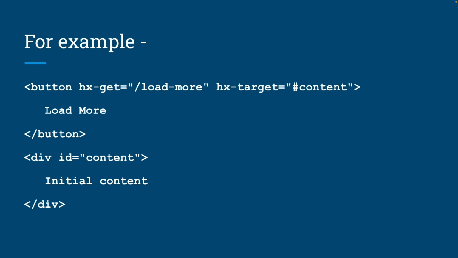hx-target. This attribute specifies that the response from the server should be placed inside the element with the ID of content. We also have a div with an ID of content, initially containing the text initial content. When the user clicks the load more button, HTMX automatically sends the GET request to the server's load more endpoint, retrieves the response, and updates the content of the div element with the ID content. Without requiring JavaScript code to manage these interactions, this allows you to access modern browser features, in this case making an AJAX request directly from HTML. It's making your code simpler and more accessible.